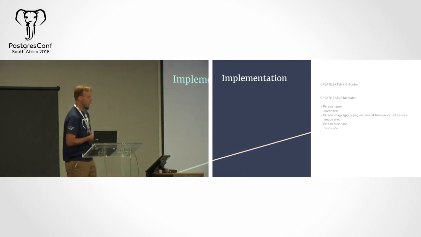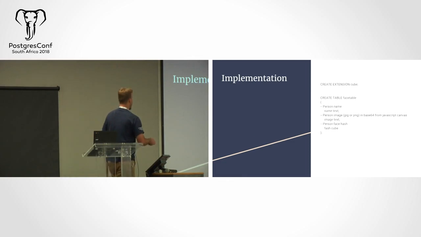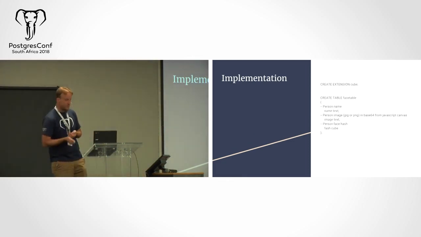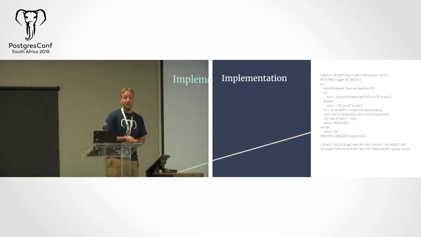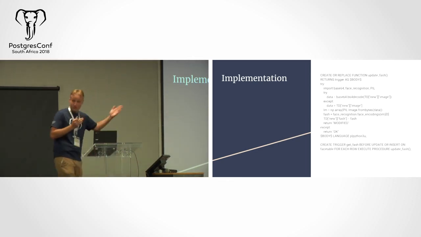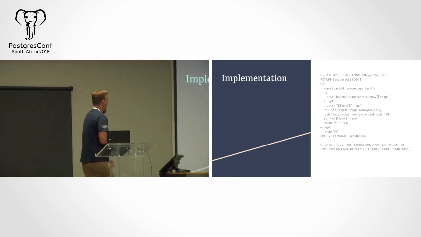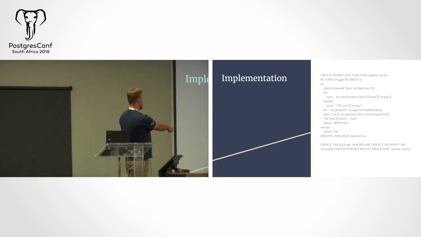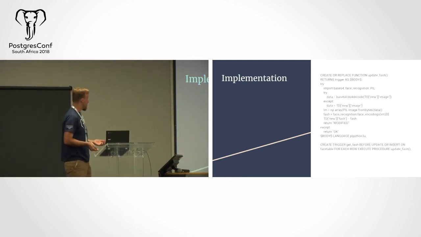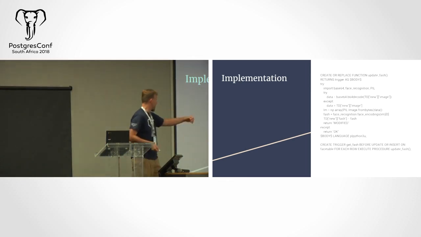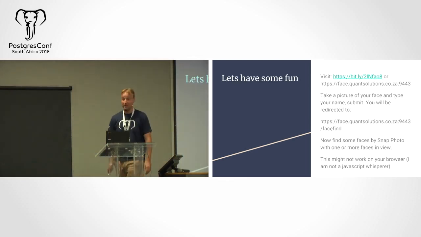Create extension cube, create table face table, name, image, cube. Oh, fash. Obviously this will look a bit different, but in your case, when you do use it, we've got a quick trigger, import base64, import face recognition. Actually, it's not a joke. That is literally what you do. And then we do fash equals face encodings, find the first face. So when you are registering yourself, only make sure your face is in there. If it finds your face, it'll create a fash and it'll pop into the table. That's it.